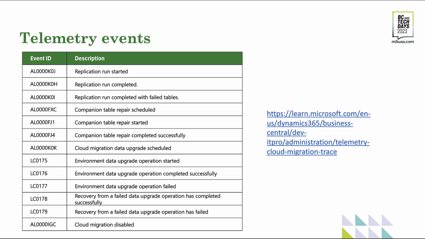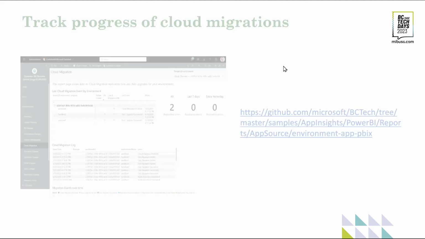So you can get notified whenever the replication run is started, most importantly when it completes, and if it completed successfully. Then companion tables, you can get the telemetry if it was started and completed, because in some cases it would throw errors. Then you can also get the status on the upgrade events, and in case it failed, if the recovery was completed successfully. And for completeness' sake, we are also tracking when you have disabled the cloud migration.